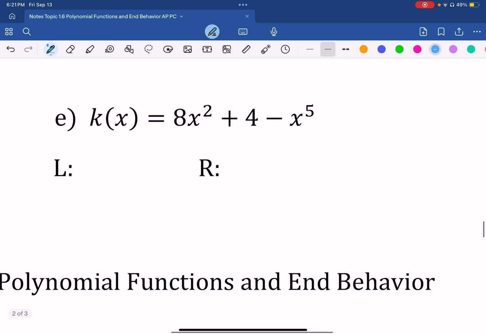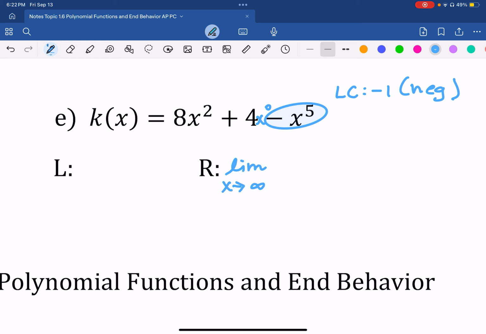Let's look at another one. Look at the degrees to find the leading term. We have 2. Remember, there's an x to the power of 0 here. So between 2, 0, and 5, 5 would be the biggest. So your leading term is negative x to the power of 5. So your leading coefficient is -1, which is negative. So you do your right side first. The limit as x approaches positive infinity, k of x equals negative infinity.